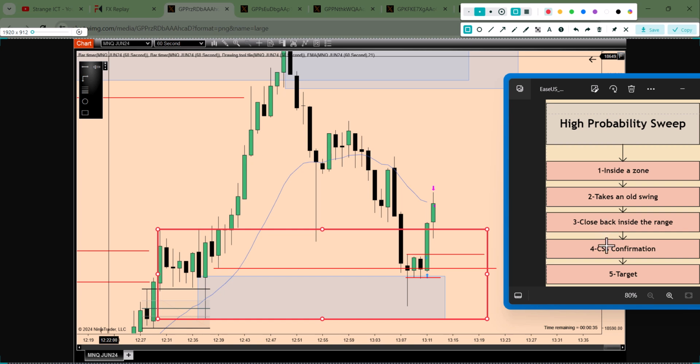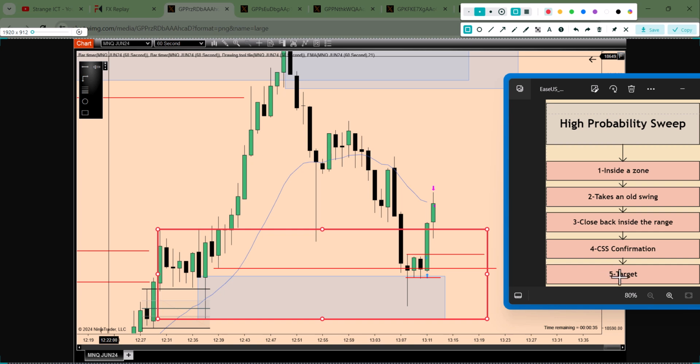The fourth condition is the CSS confirmation. Basically, we need a body closure above the candle that created the low. So for example, we have this low right here, right? And we have this high. The high created this low. We need price to close above the candle right here. And we do have that here. And I'm going to show you in a second why I didn't wait for the whole closure right here.